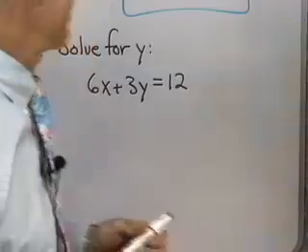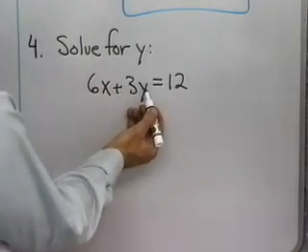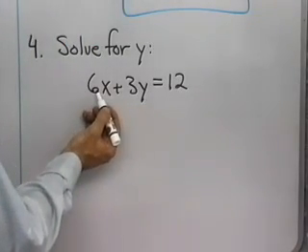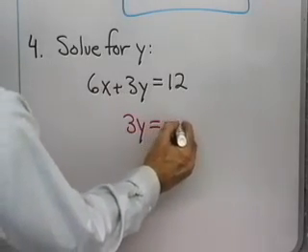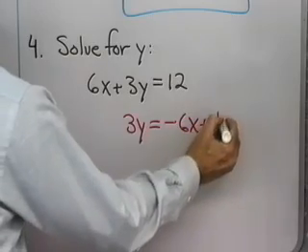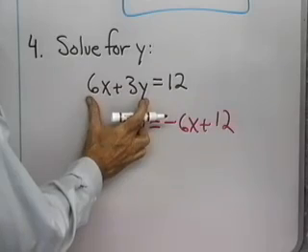Let's try one more. Solve for y. 6x plus 3y is equal to 12. I want to isolate y on one side of the equation. I'll add negative 6x to both sides. When I do, I have 3y is equal to negative 6x plus 12. Adding negative 6x to this side and negative 6x to this side.